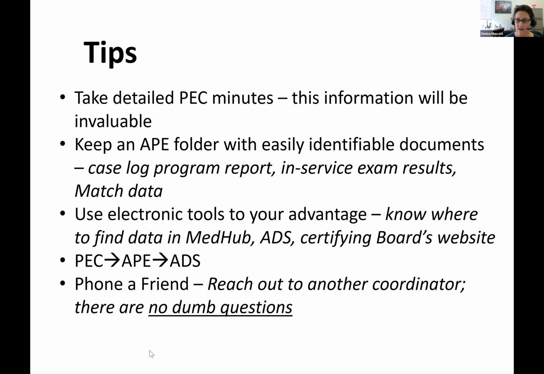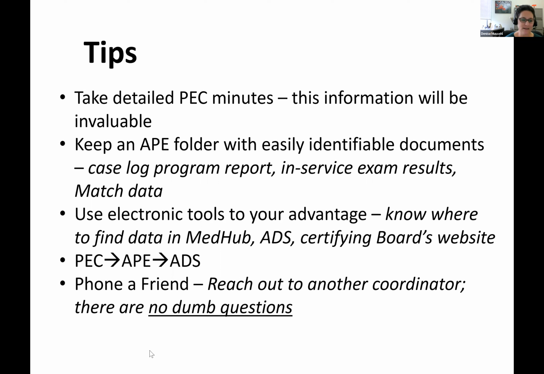So just kind of think of it as a cycle. As you know, you started with the PEC and now you have the information added to the APE. I don't know when your institutional deadlines are, but you'll probably be sending that to your DIO maybe in the summer, and then your ADS stuff will open up and it will be time to use a lot of that information when you're filling out those updates.